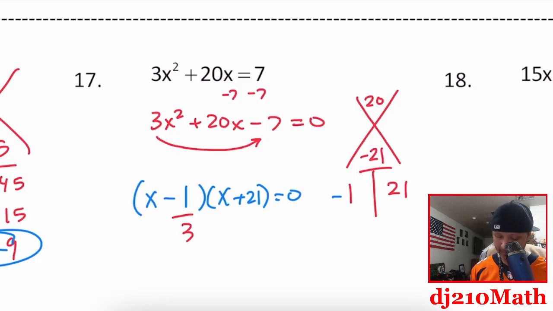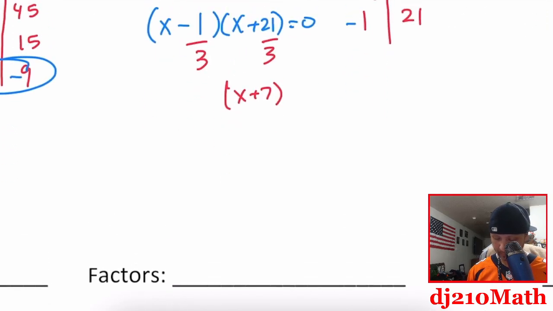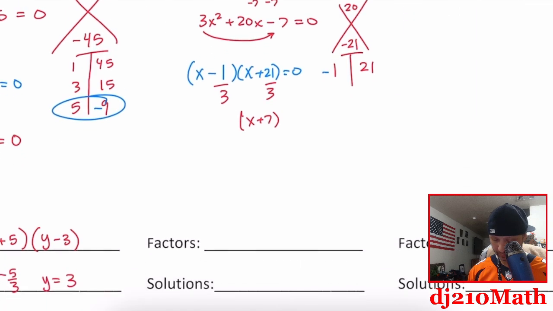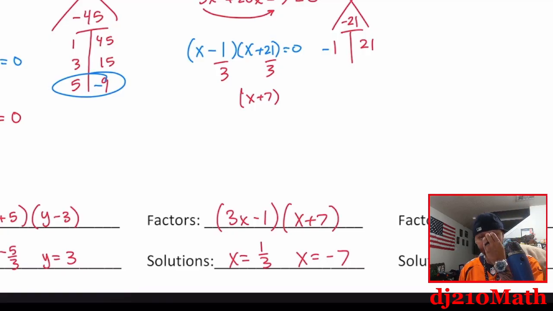Divide by the a. So this is going to make a 7. So the solutions are x equals positive 1/3, x equals negative 7. So the factors: 3x minus 1, x plus 7. Okay, last one.